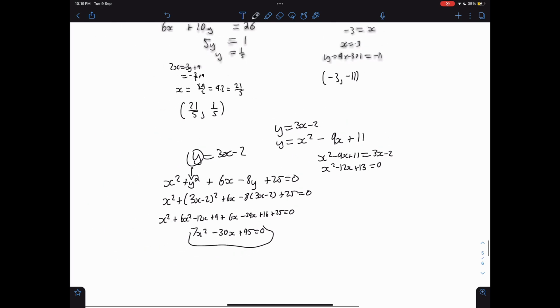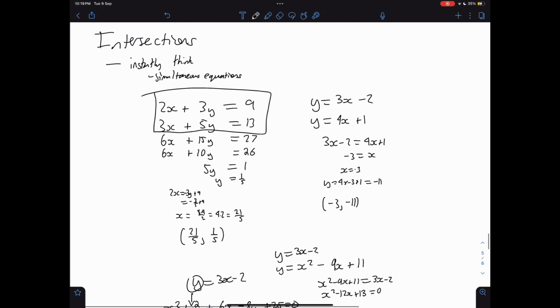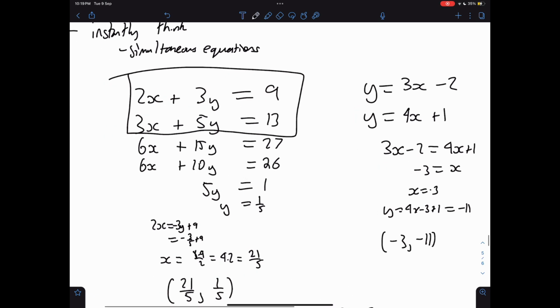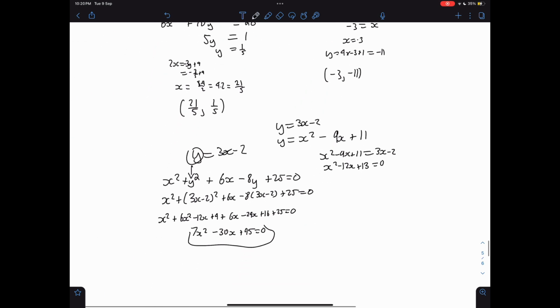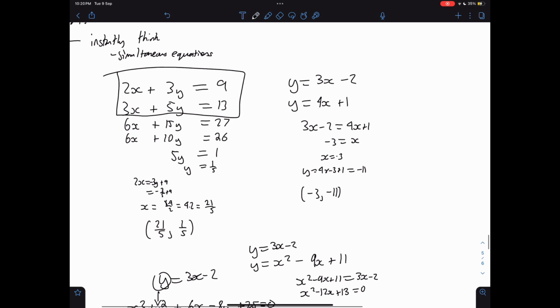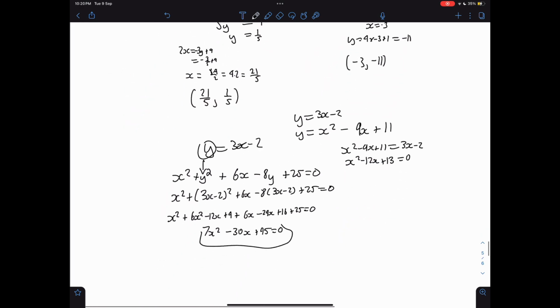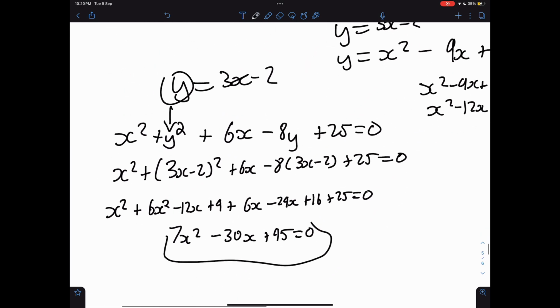So that's for intersections. Think simultaneous equations. You can eliminate like this. You can just literally set them equal to each other and rearrange, which is a form of elimination, kind of. And then substitution, that's the other one.